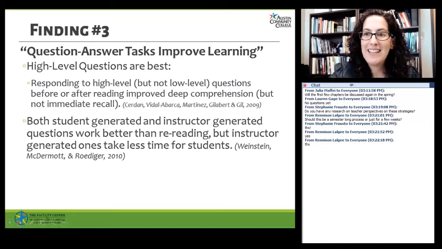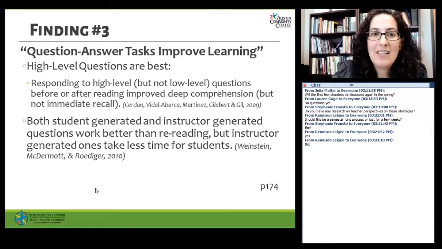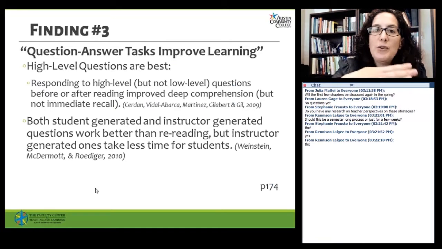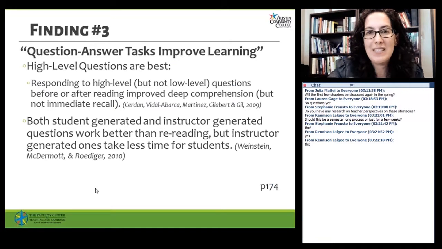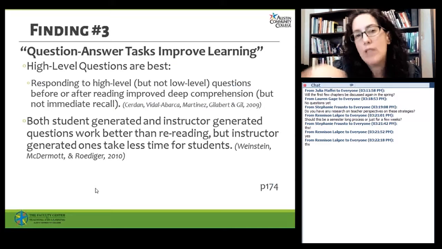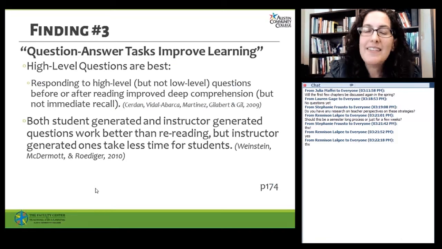All right, you guys. So finding number 3 is the next one. Question answer tasks improve learning. And Michael, this will speak to, again, the question that you asked before. The idea is you want to provide some questions that help students deeply engage with the reading, and they're arguing that high-level questions are the best. So if you just ask a fact-based question, like how old are kids when they blah, blah, blah, that is not going to encourage students to read well because they can basically just skim, find the answer, and then write it.